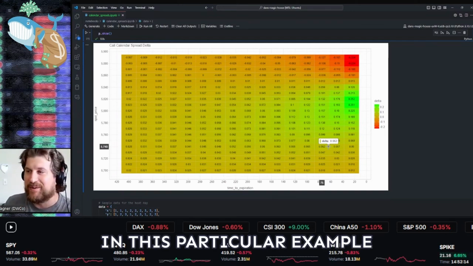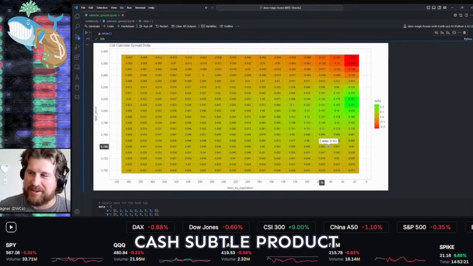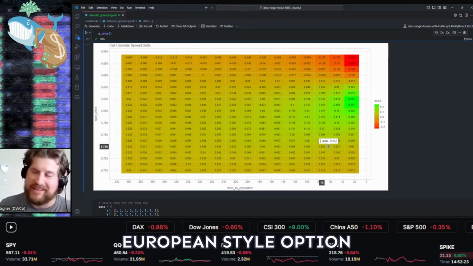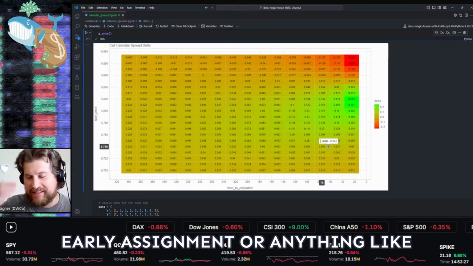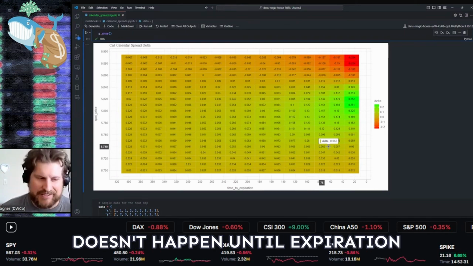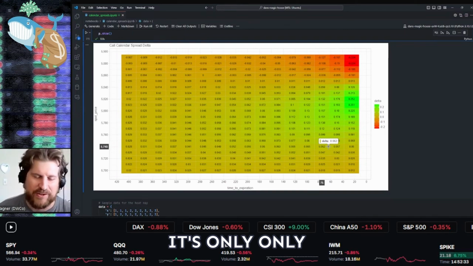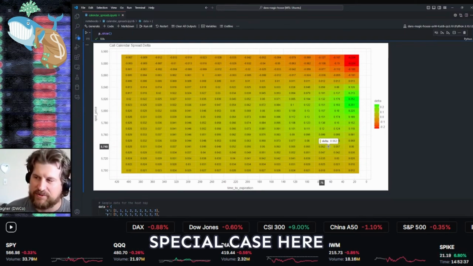In this particular example, the SPX is a cash settled product, and it's also a European style option. So you never have to worry about early assignment or anything like that, because assignment doesn't happen until expiration, right? It's only allowed at expiration. So SPX is kind of a special case here.